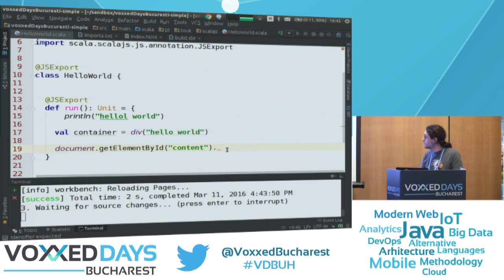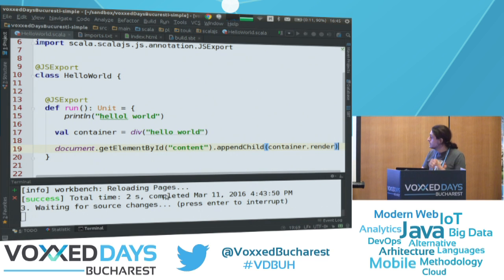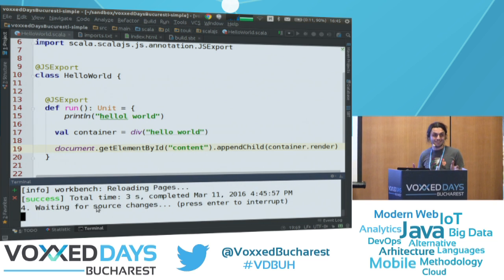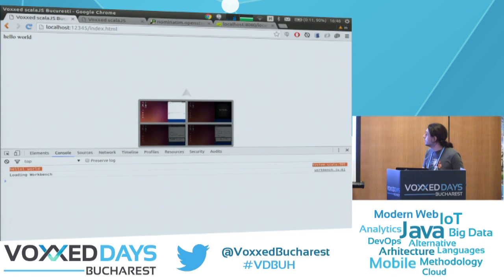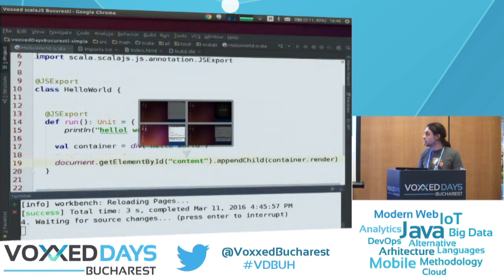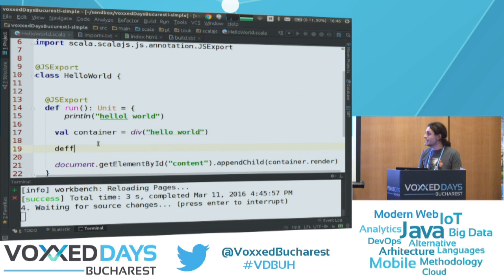But we can turn it into a proper DOM element by choosing render on that. And what's happening? It's compiling. Remember, it's Scala. It doesn't compile as fast as JavaScript. But hopefully, it even reloads automatically, right? So there we are. We're almost ready. We can build DOM. But we can also use features that are typical for Scala, like, for example, functions.